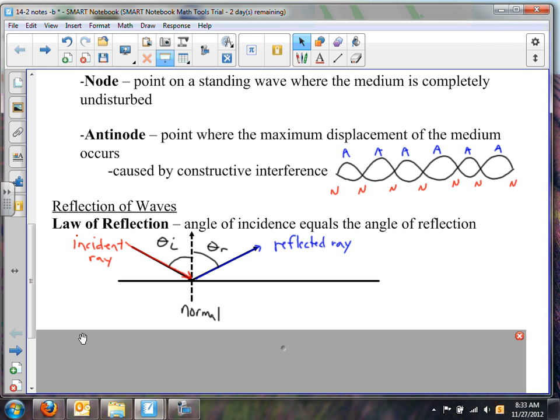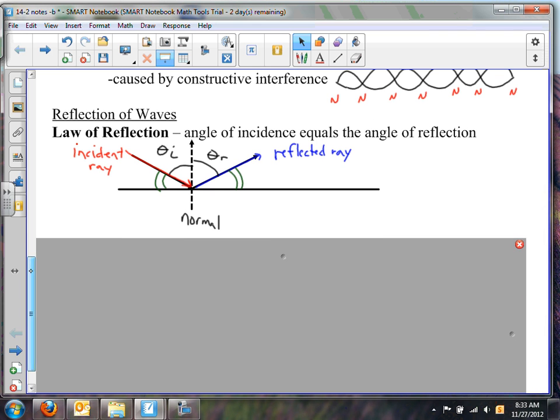Now I understand that this angle here will also be equal to this one because you subtract 90, you get the same thing, but it's just not defined as that. So angle of incidence is defined between the normal and the incident ray.